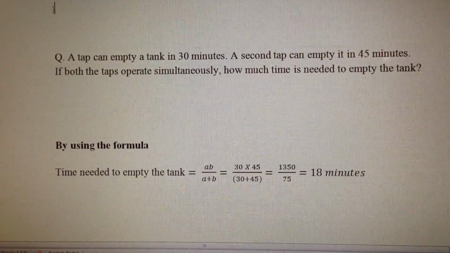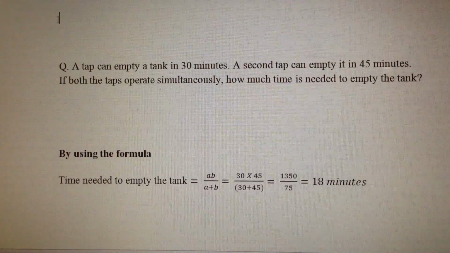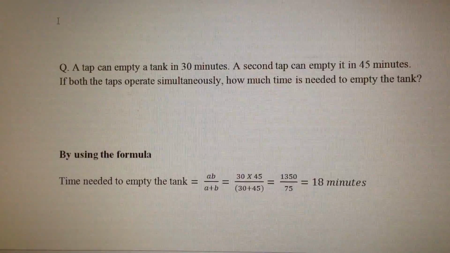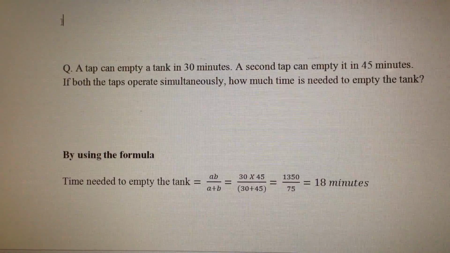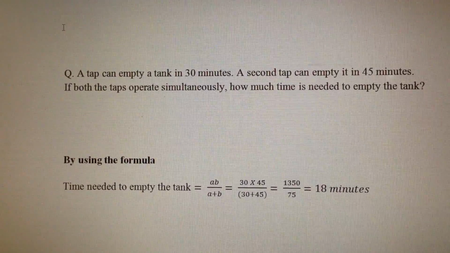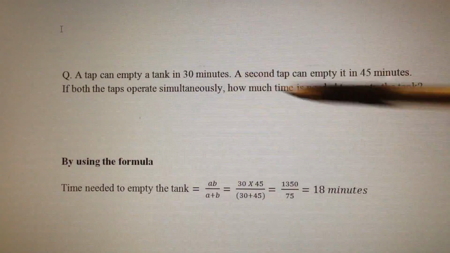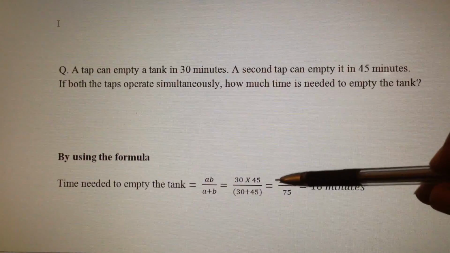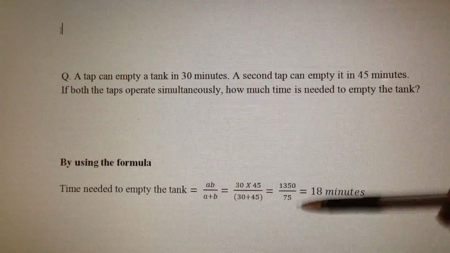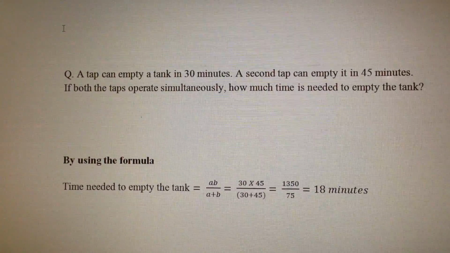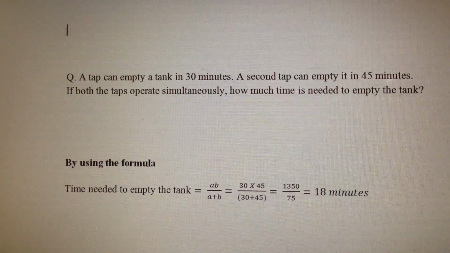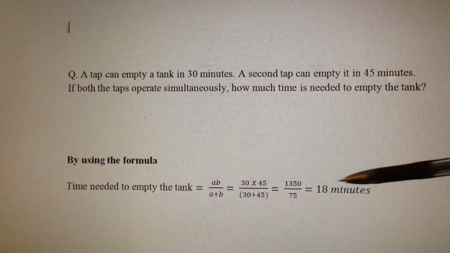The first tap is emptying it in 30 minutes and the second one is emptying in 45 minutes. As per the formula discussed earlier, the total time needed to empty the tank by both the taps is AB by A plus B, where A is equal to 30 and B is equal to 45. Therefore, 30 into 45 by 30 plus 45, 1350 by 75, which is equal to 18 minutes. Therefore, when both taps are opened, they can empty the tank in 18 minutes.